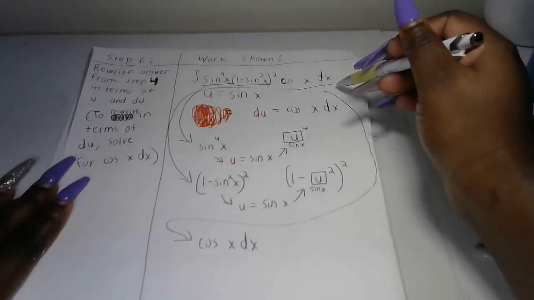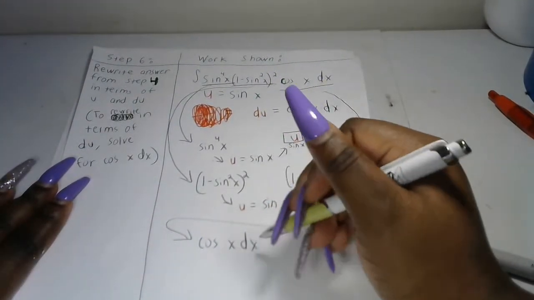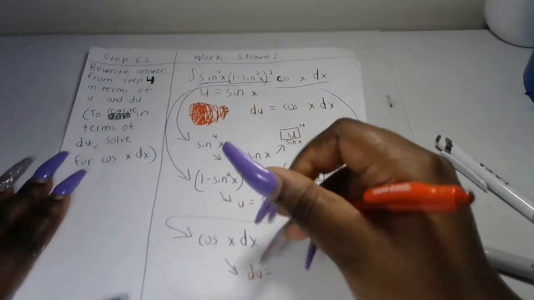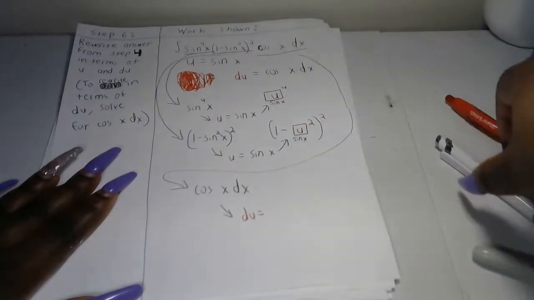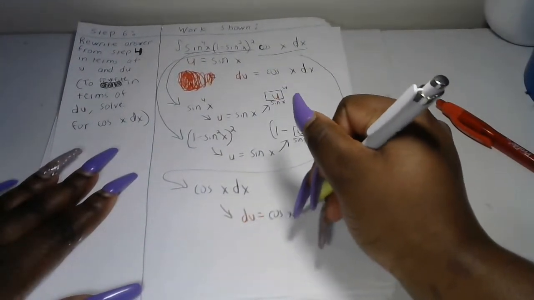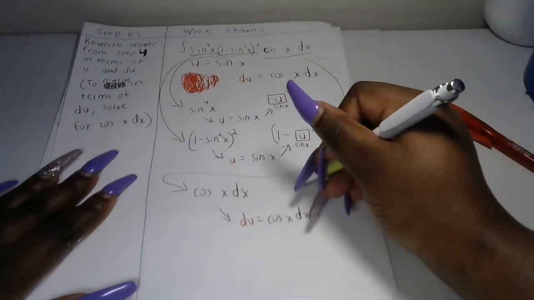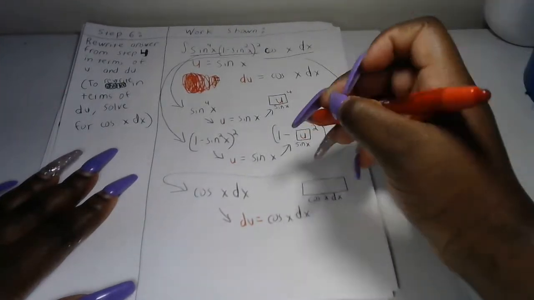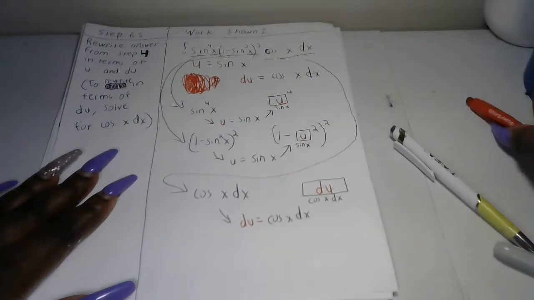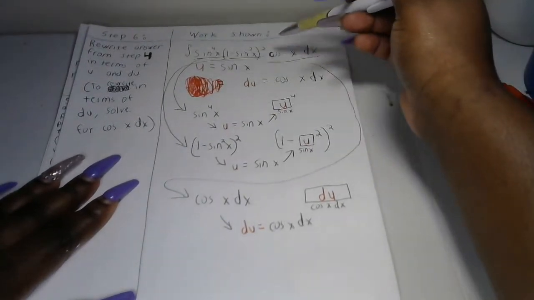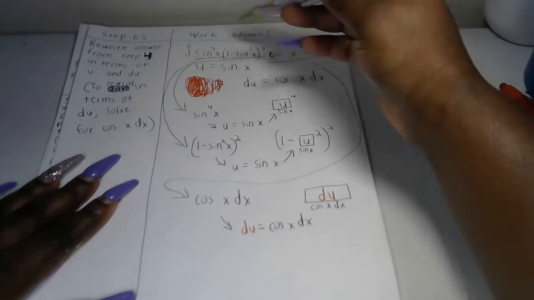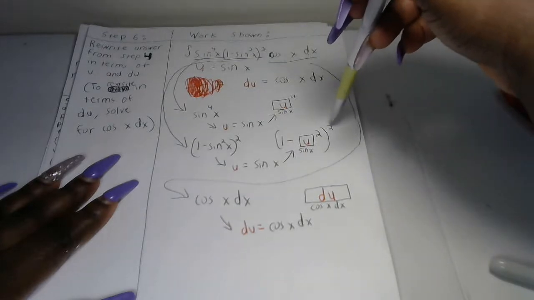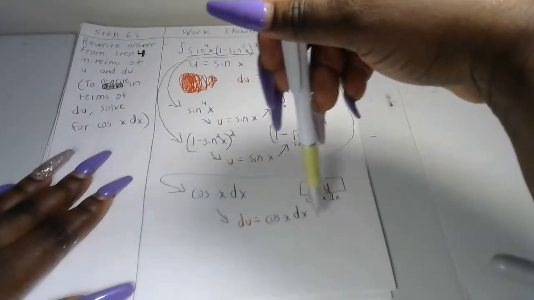Let's rewrite this cosine x dx in terms of du. Since we established that du is equal to cosine x dx, everywhere we see cosine x dx, we can instead put du. Since we already substituted all these terms, for sine x to the fourth we got u to the fourth. For 1 minus sine x squared and all of that squared, we got 1 minus u squared and all of that squared. And for cosine x dx, we got du.